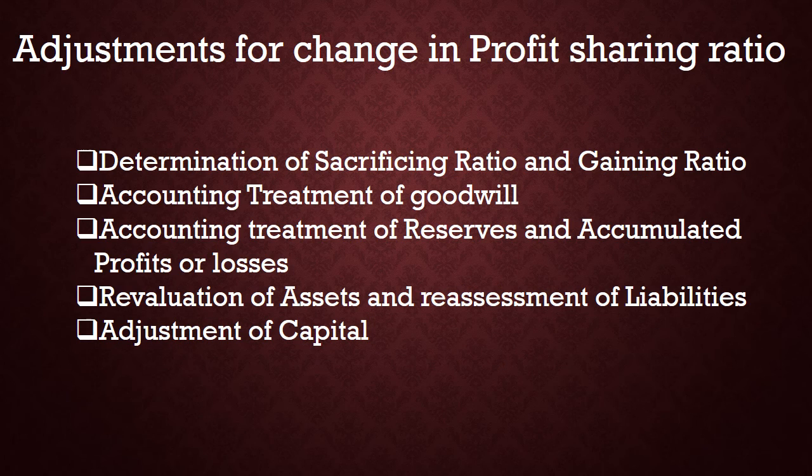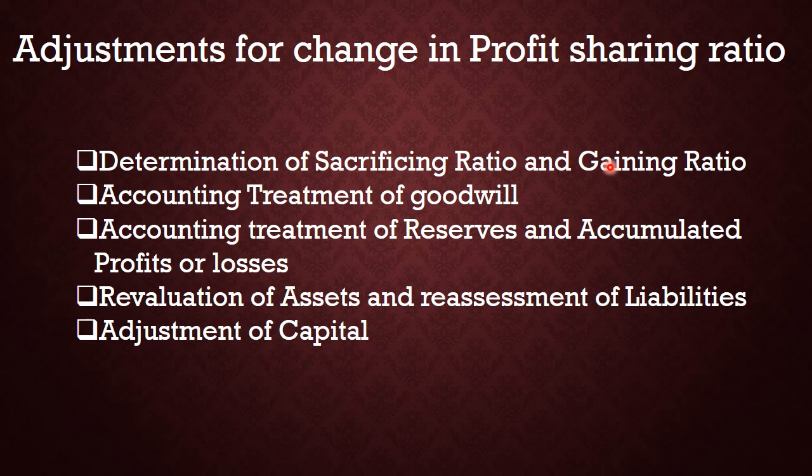We have to deal with some issues at the time of change in the profit sharing ratio. They are determination of sacrificing ratio and gaining ratio. When the ratio changes, one or more of the partners will be sacrificing a little bit of share to the gaining partners. So that has to be found out.